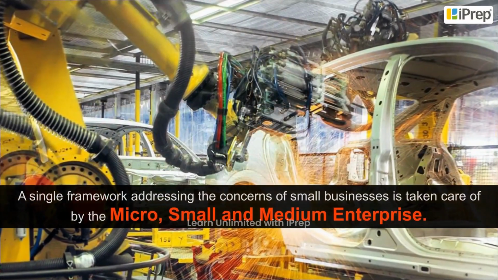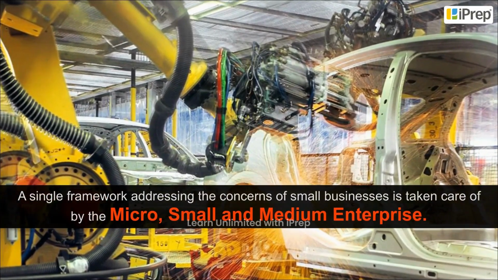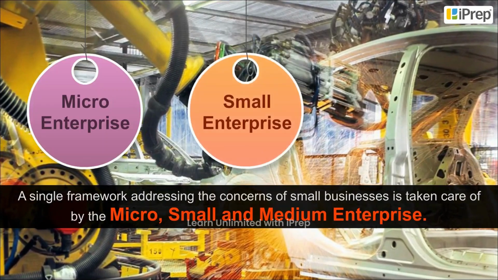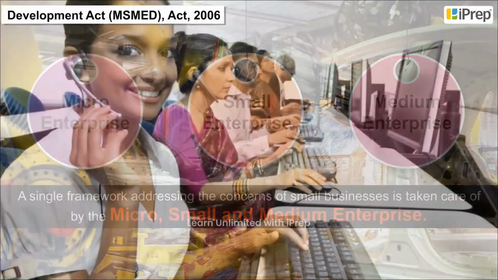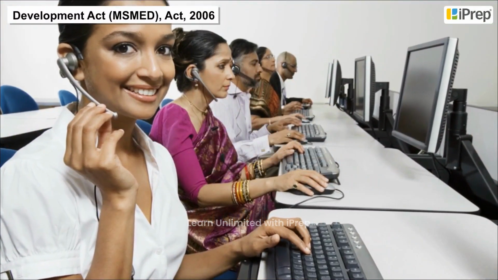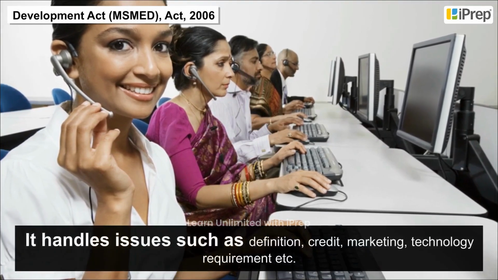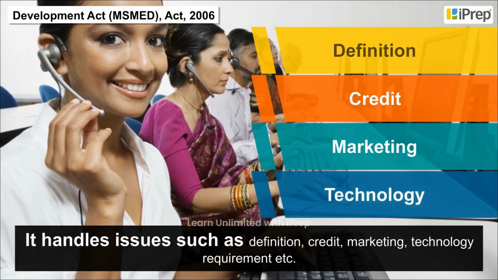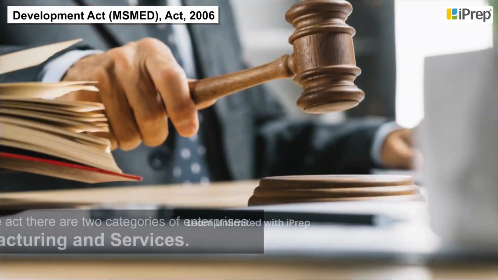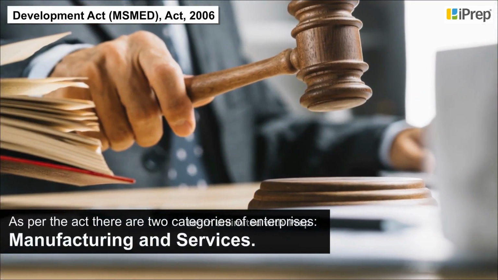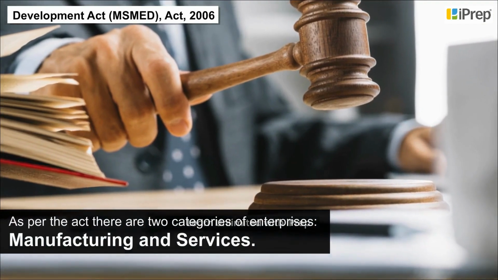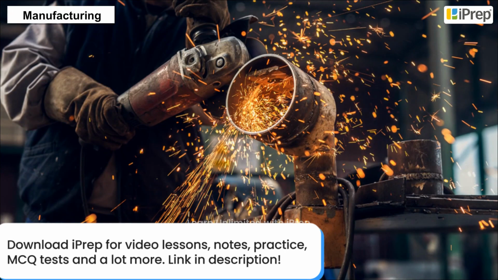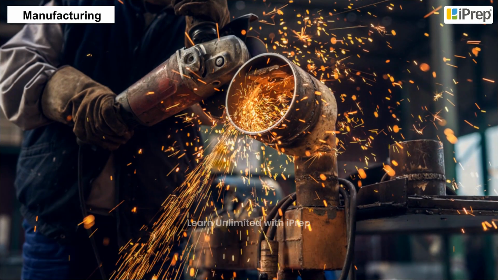A single framework addressing the concerns of small business is taken care of by the Micro, Small and Medium Enterprise Development Act, MSMED Act. It handles issues such as definition, credit, marketing, technology required, etc. As per the Act, there are two categories of enterprises: manufacturing and services. Manufacturing. The Act defines three types of manufacturing enterprises.